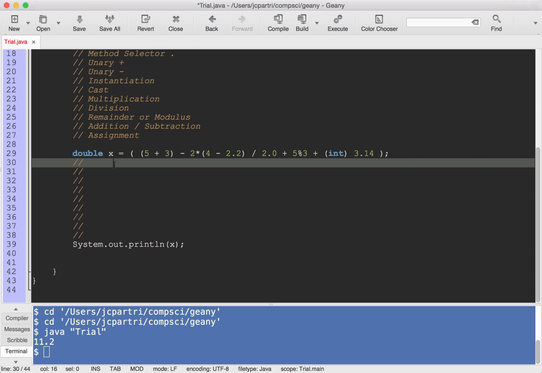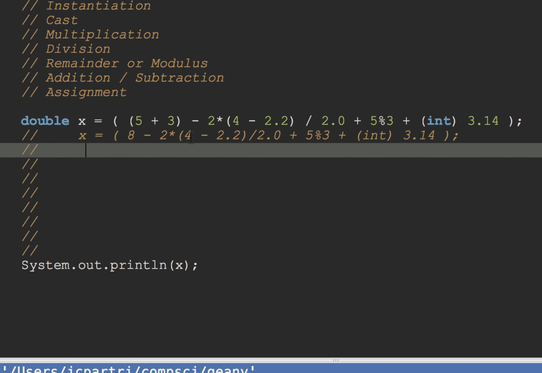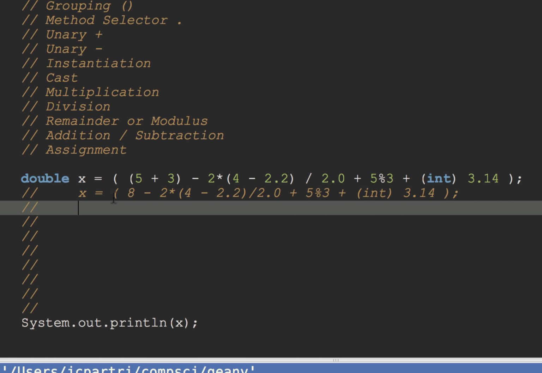So okay, let's look and see how this thing would end up being calculated. First, I have to look at grouping, and so it's going to look at 5 plus 3 first. So okay, 5 plus 3 is 8. Minus 2 times 4 minus 2.2 divided by 2.0 plus 5 modulus 3 plus an integer cast of 3.14, and there we go. All right, what's next on the list? Well, I've still got more grouping. So x equals 8 minus 2 times 4 minus 2.2, which is 1.8, divided by 2.0, plus 5 modulus 3, plus int 3.14.